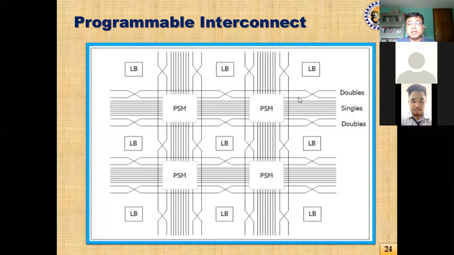So doubles meaning that you can see this wire is connected here in this PSM and it is not connected in the next one, and it is connected in the next one. So that means they are connected in alternate matrices. So if you connect switches, then what will happen? There will be some amount of delay incurred.